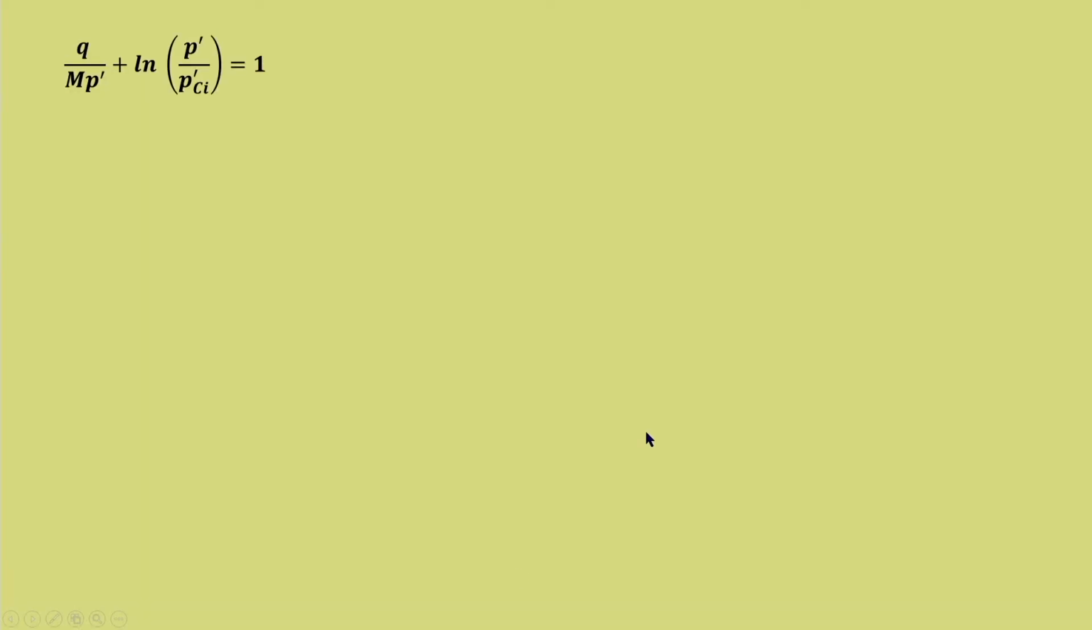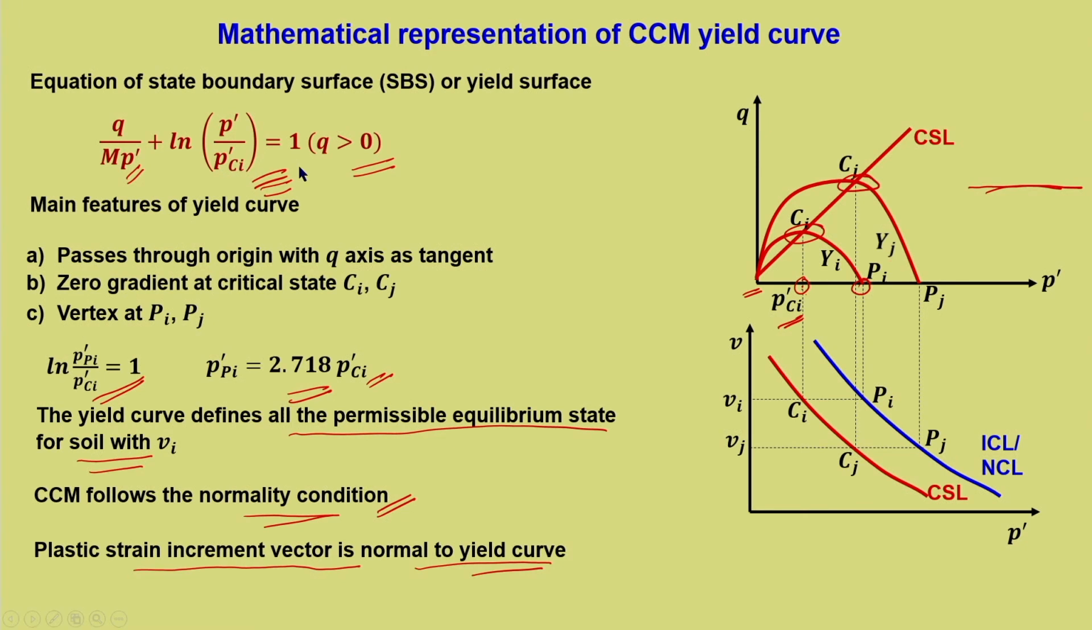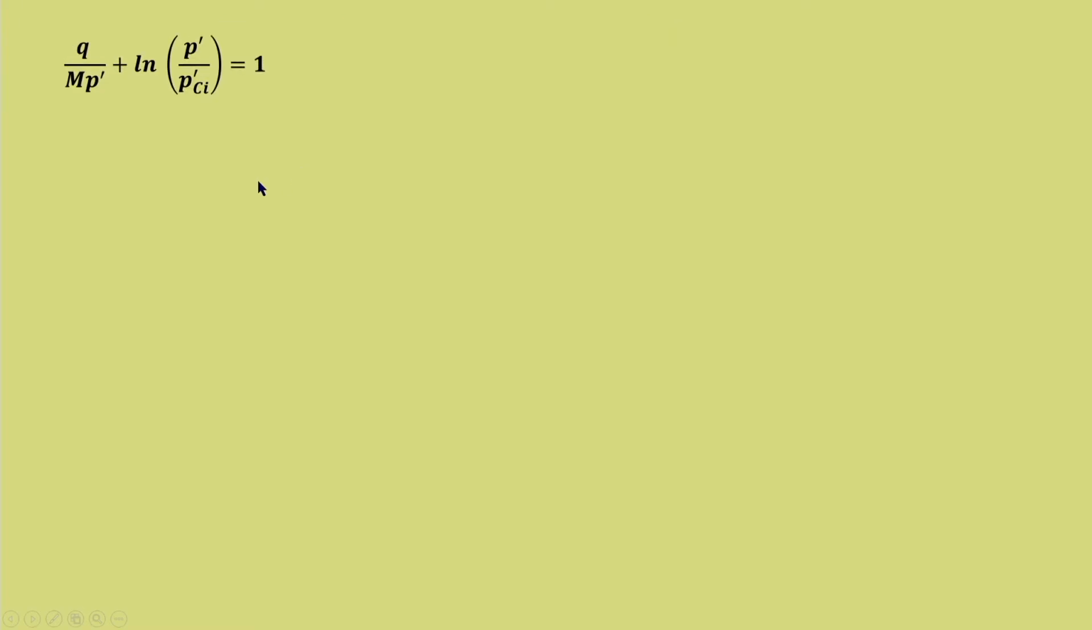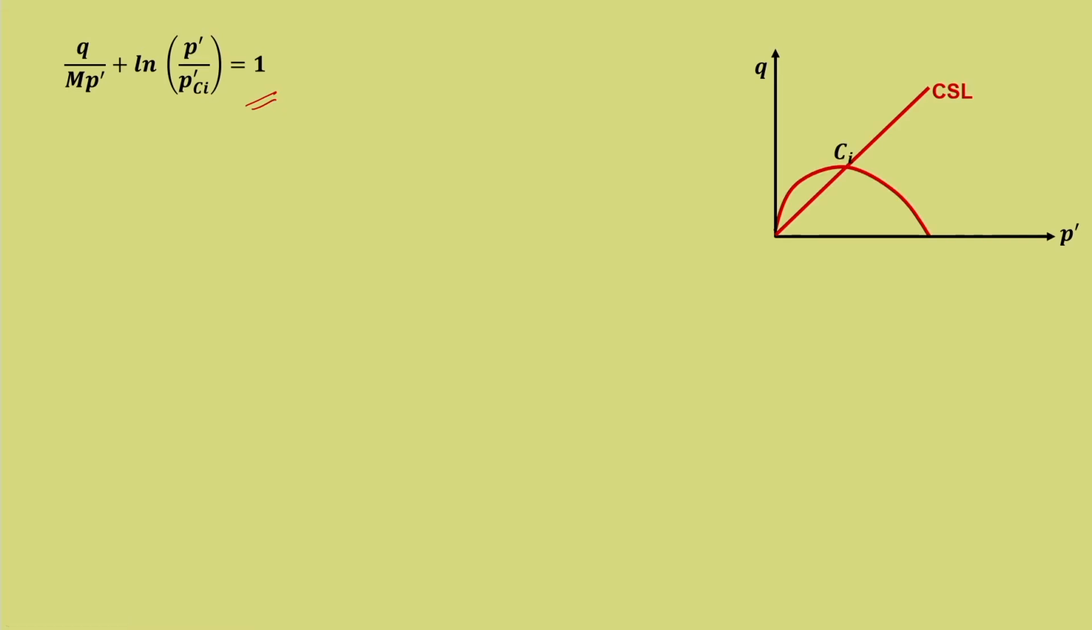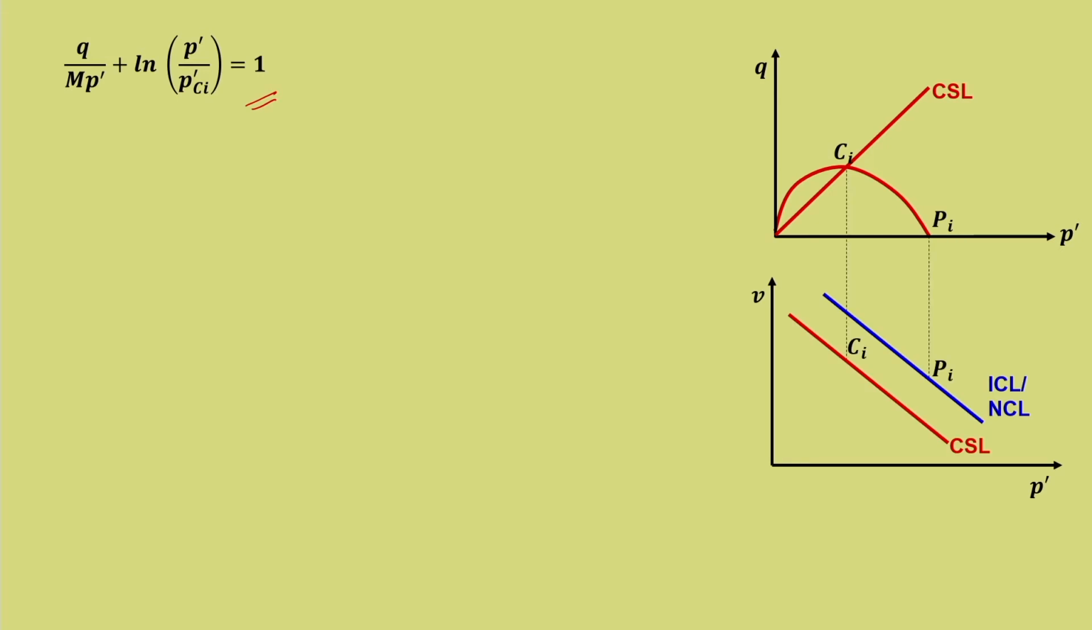Now, let us again start with the same equation here. Let us start with this particular equation, q by M p dash plus ln p dash by p dash ci equal to 1. So, we will start from here. This is the yield curve and this is Ci, Pi, and this is marked. Now, we have understood one part. Now, we are slowly adding another part here. What is that part? That is the unloading line or the elastic component line. Where does it fall with respect to whatever we have discussed?